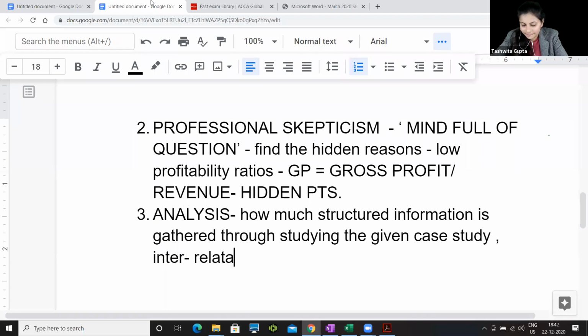Interrelatability. So that means I analyze, I say that if GP fell down, due to that, there was an effect on other ratios as well. So I will say, because there were fewer contracts for me, it didn't just affect my profitability, but it also affected my other aspects, like my goodwill, my projections, my budgets. And because it affected my projections and the budgets, I was not able to get a loan, and that basically affected my liquidity ratio as well. So all of this is analytical skill.